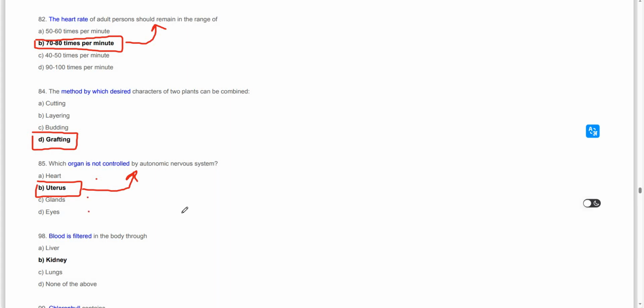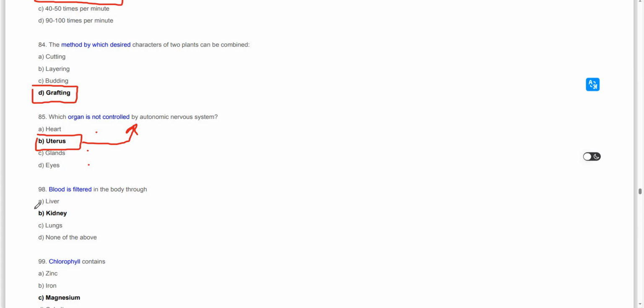Basically, our autonomous nervous system controls the heart; we cannot control it ourselves, it controls itself. Glands are the same, we don't have any conscious control over our glands, not even of our eyes. So heart, glands, and eyes control themselves. This is autonomous control. But the uterus does not have autonomous control. We can control it, sort of, we have the liberty of controlling it with our mind, the way we want.